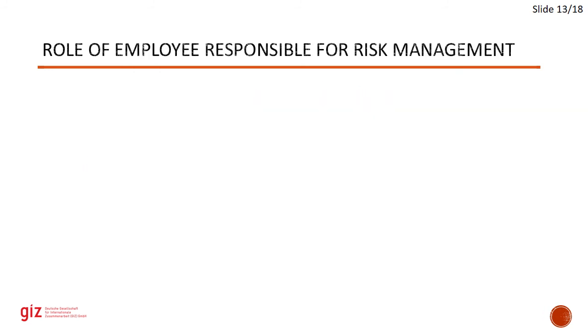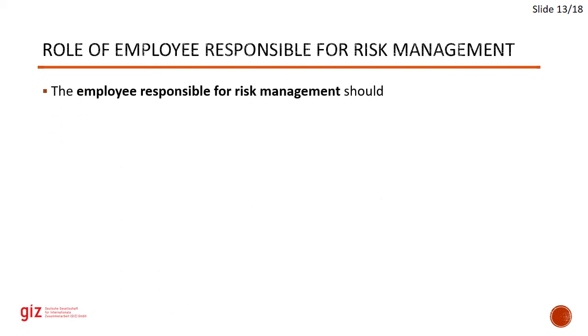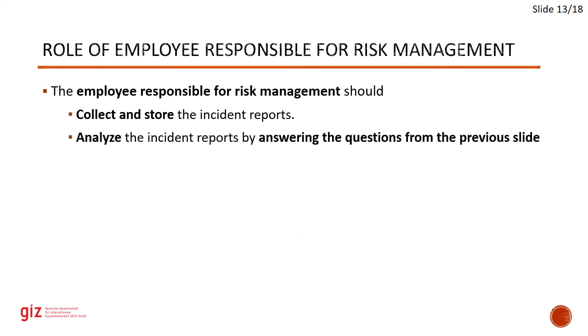So what is the role of the employee responsible for risk management exactly? The employee responsible for risk management should collect and store the incident reports. For legal and insurance purposes, it's very important that you collect and store all your incident reports. Legal action is sometimes taken many years later. The employee should also analyze the incident reports by answering the questions from the previous slide and update your risk management system if necessary. So this includes updating the risk assessment or SOPs or emergency preparedness plans, or all three.